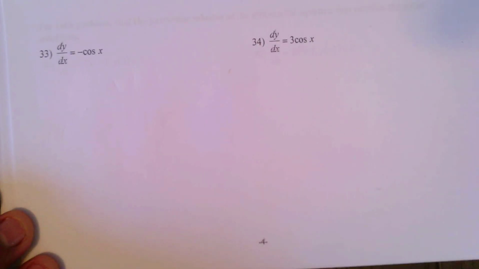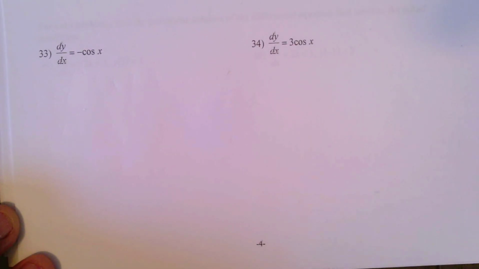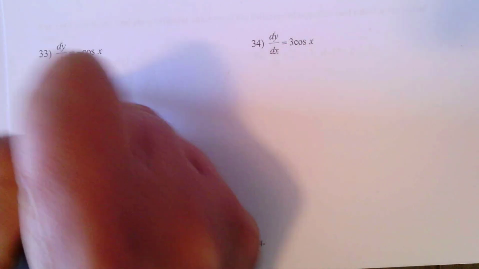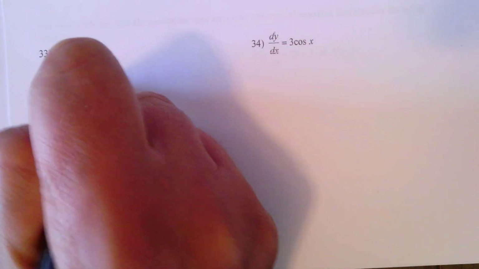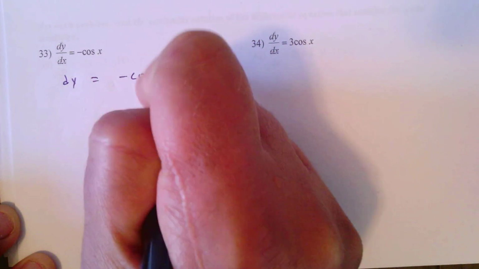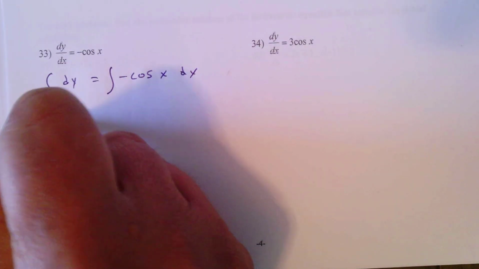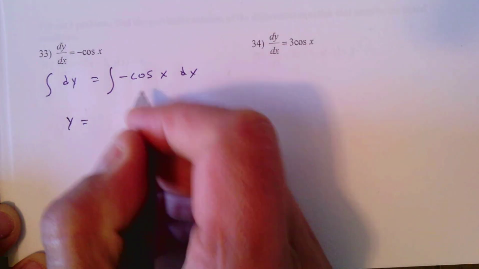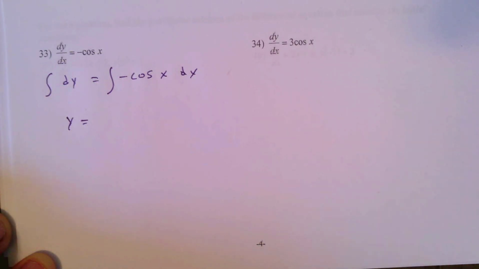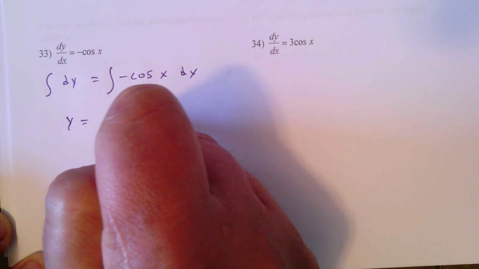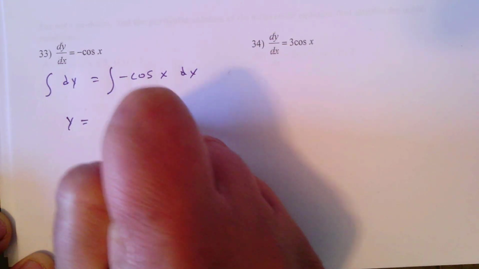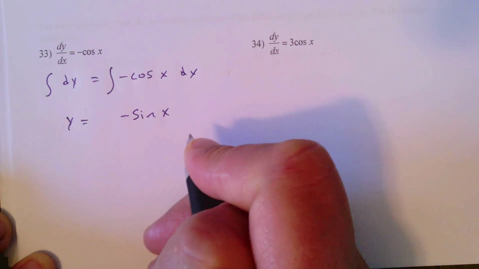33: dy dx is equal to negative cosine of x. Split up the differential. Integrate both sides. On the left, we're going to get y. On the right, the antiderivative of negative cosine is going to be negative sine of x.